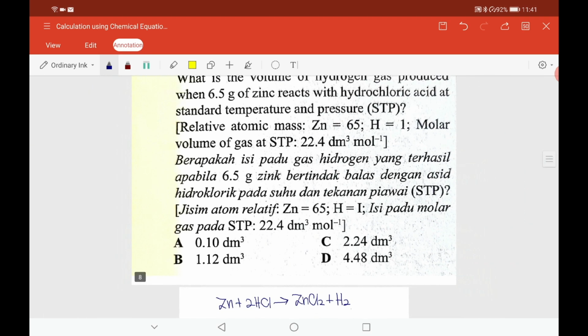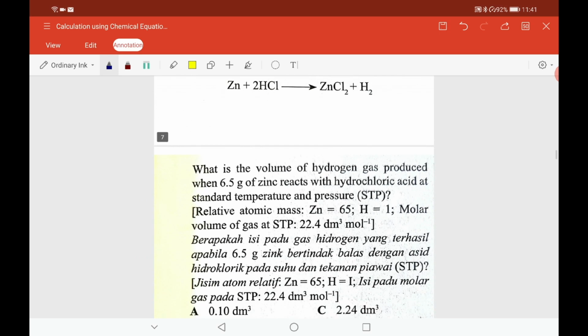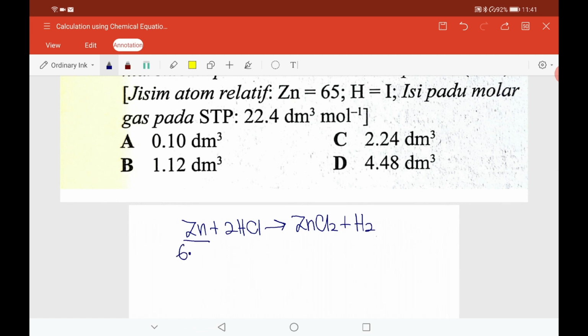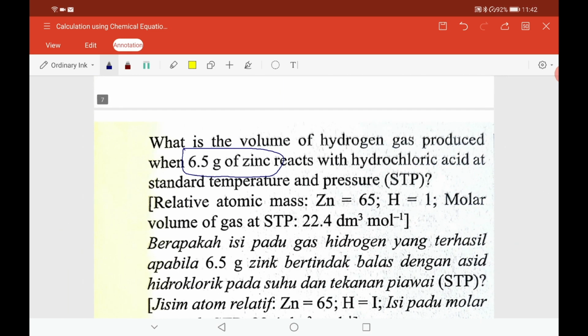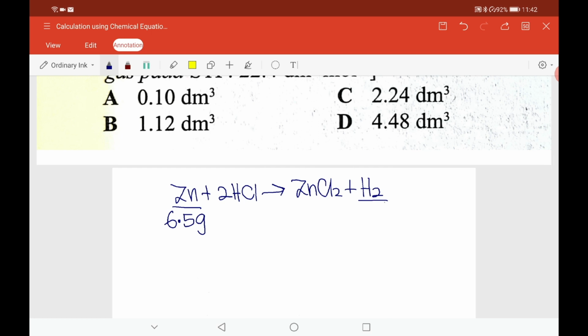Now I need to ask myself what I have and what I want. So I need to identify what we have and what we want. I have 6.5 gram of zinc, so I underline the zinc and write 6.5 gram. This is what I have. What I want is the volume of hydrogen gas. From the equation, this is my hydrogen gas, so I underline it and I am looking for volume. By doing this, I already know what I have and what I want. Always identify what you have and what you want.